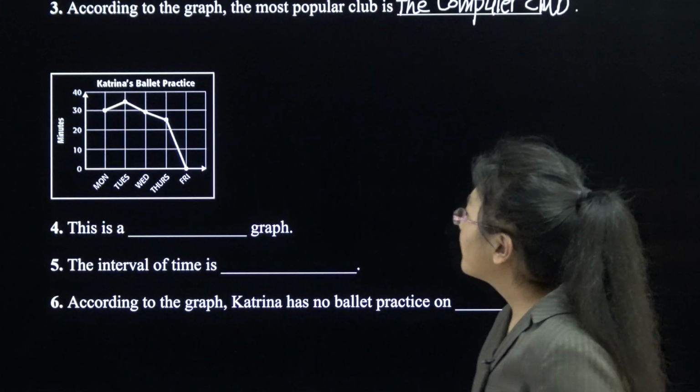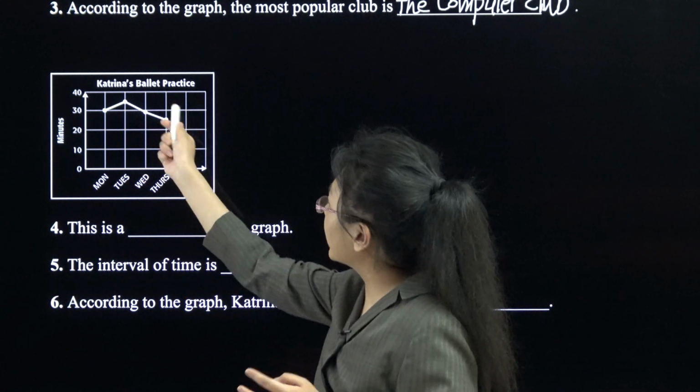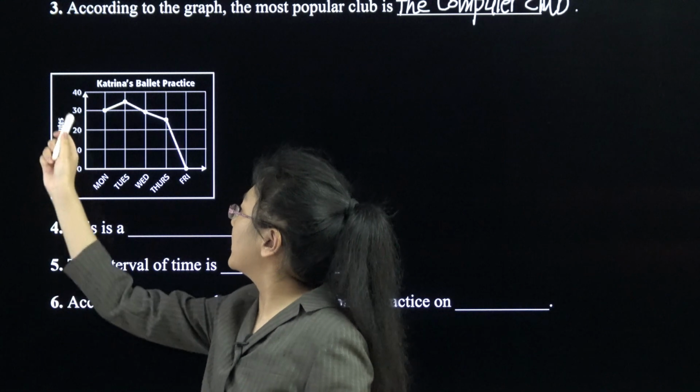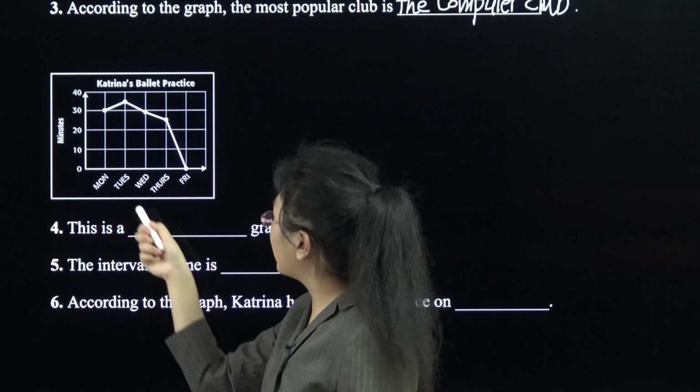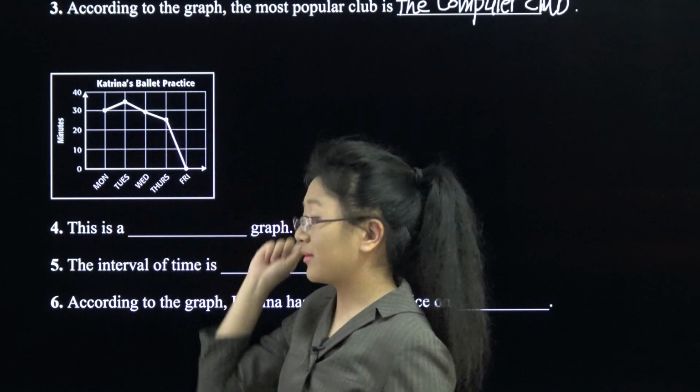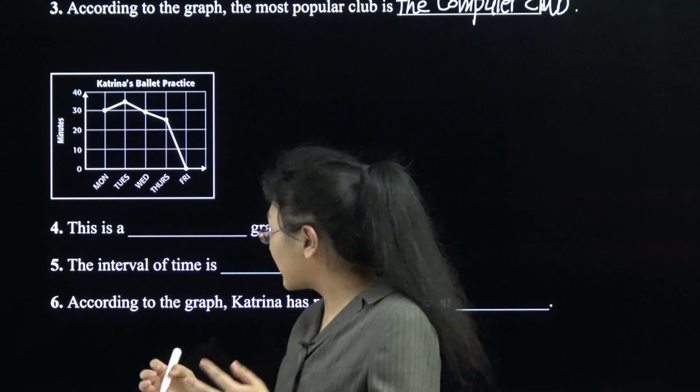And this one shows Katrina's ballet practice. Over here it's numbers, minutes in equal intervals, but over here it's Monday, Tuesday, Wednesday, Thursday, Friday. And it's all connected by a line, which means that this is a line graph.